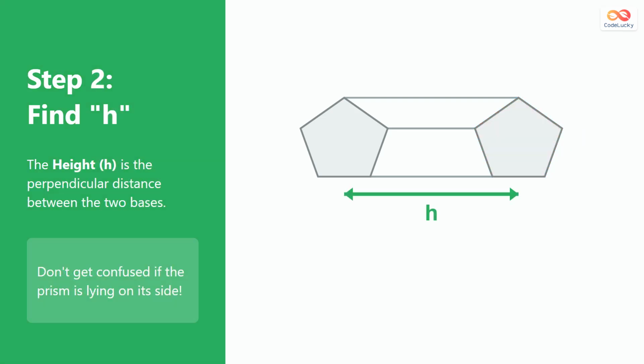Next, we find the height. Represented by h, the height is the perpendicular distance connecting the two bases. If the prism is standing up, it is the vertical height. If it is lying down, it is the length between the two ends.